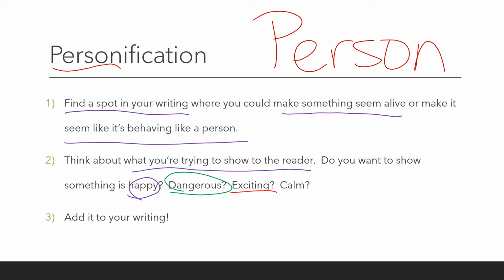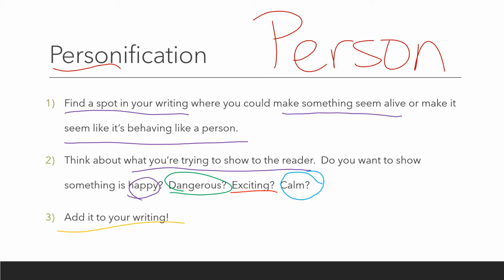Or maybe you want to explain something calm. You might say, the music wrapped around my ears and soothed me. Music can't actually do that. But when I say it that way, it feels very calming. So think about, what do you want to show? What kind of emotion are you trying to convey? And then just like the other ones, go back and add it to your writing.